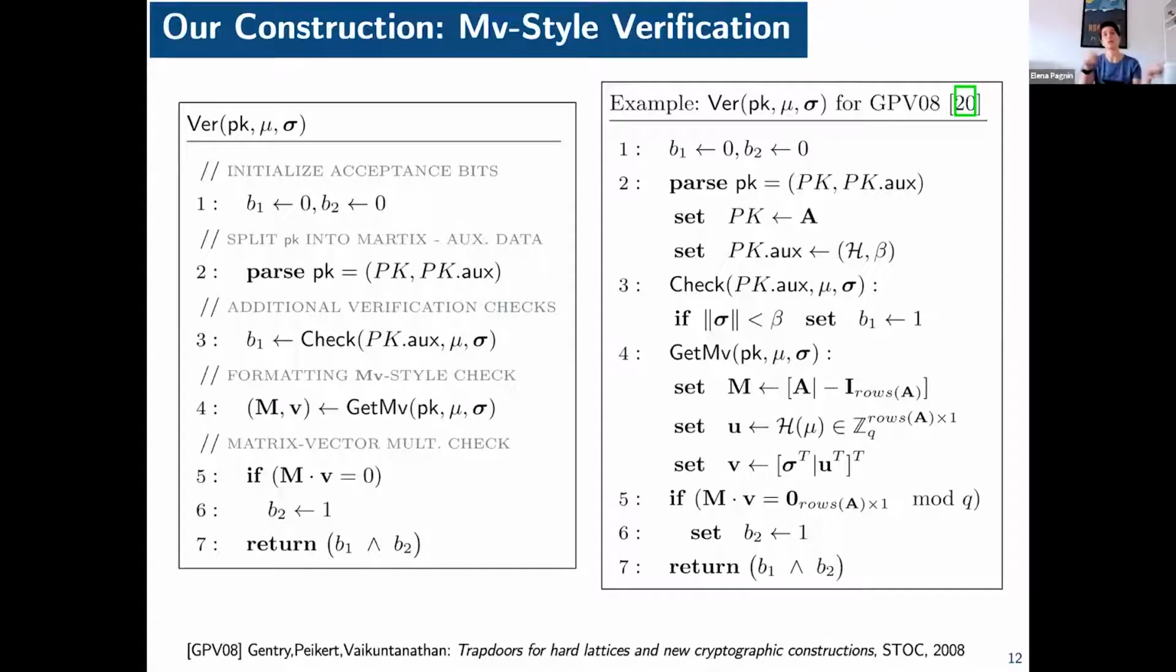And then you can see that on line 5, we are doing this matrix vector multiplication, which is our second check in the verification. And we will return 1 only if the signature has passed both the shortness check on line 3 and the check on line 5, which is this matrix vector multiplication.